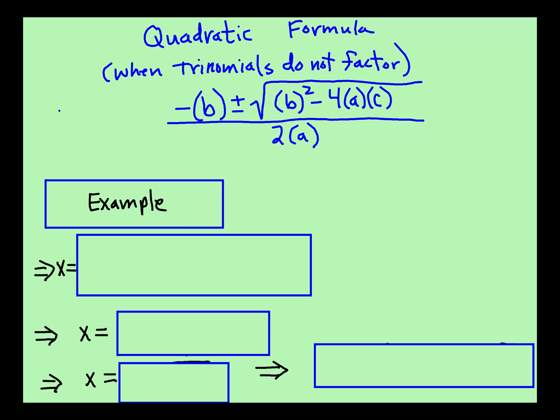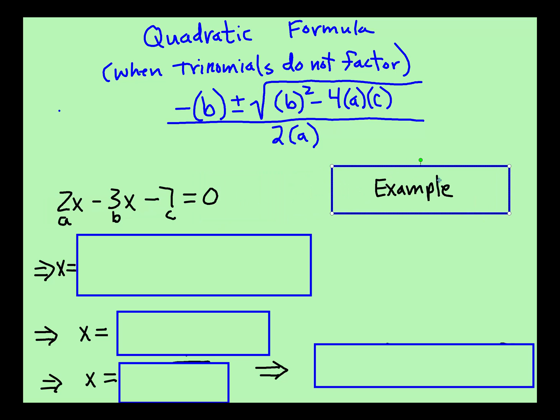Just a quick review on the quadratic formula. Mostly you're going to use the quadratic formula when trinomials do not factor. And here's a recommendation. Sometimes it's a good idea to put parentheses around the different values to remind you that if a value is a negative, you're going to want to do the opposite of the negative. Anyway, parentheses help sometimes. So let's look at an example.